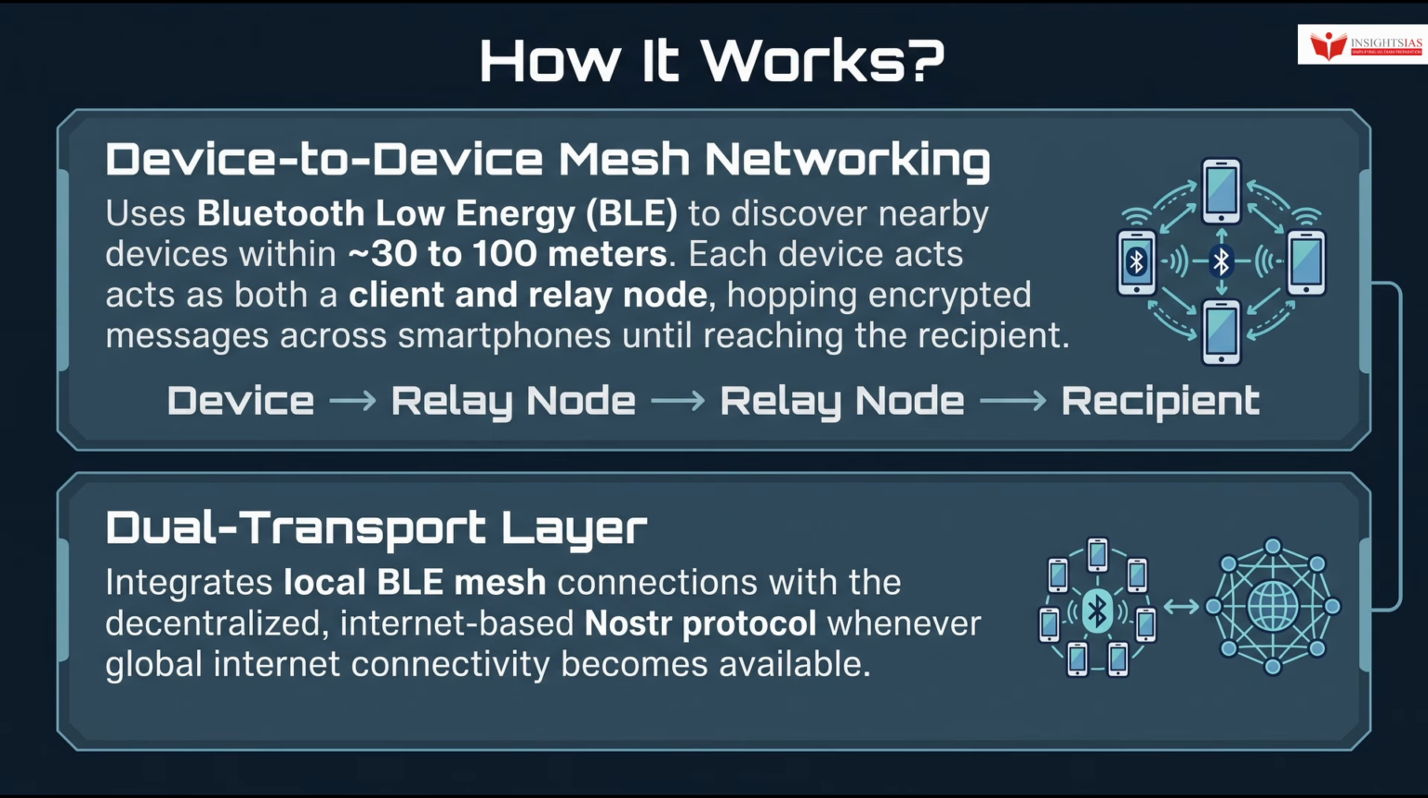It uses device-to-device mesh networking, relying on Bluetooth Low Energy (BLE) to discover nearby devices within roughly 30 to 100 meters. And here's the clever part. Each device acts as both a client and a relay node, hopping encrypted messages across a chain of smartphones until reaching the intended recipient. Essentially, your phone becomes a tiny relay tower, passing messages along to the next phone and the next until it reaches its destination. It also has a dual transport layer, integrating local BLE mesh connections with the decentralized internet-based NOSTR protocol whenever global internet connectivity actually becomes available.